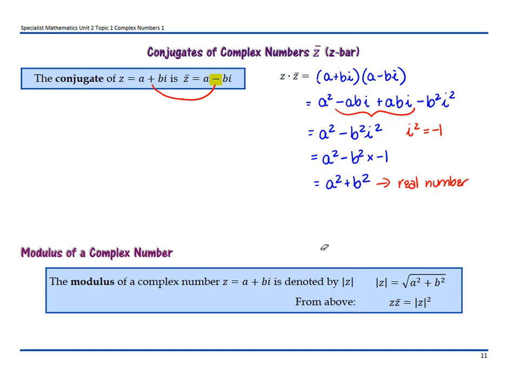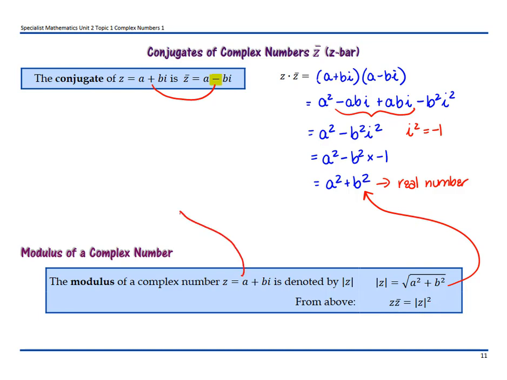Now, the modulus of a complex number z equals a plus bi is denoted by the absolute value. Now, that's no different to what it was in vectors, being the size. Okay, so the absolute value of z is the square root of a squared plus b squared, which, as we just found out, a squared plus b squared is our complex number times by the conjugate. Okay, so that means that the complex number times the conjugate has to be the modulus squared.